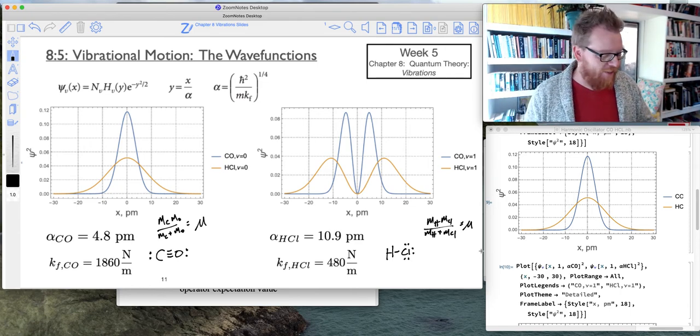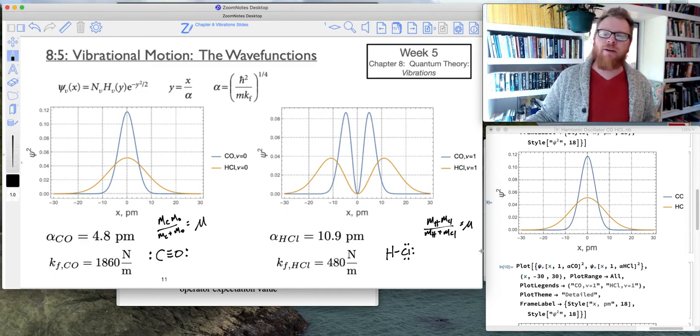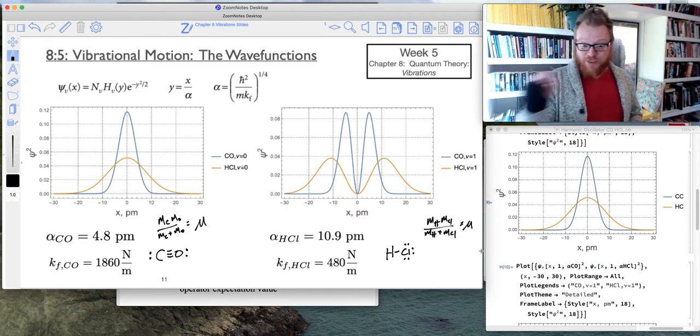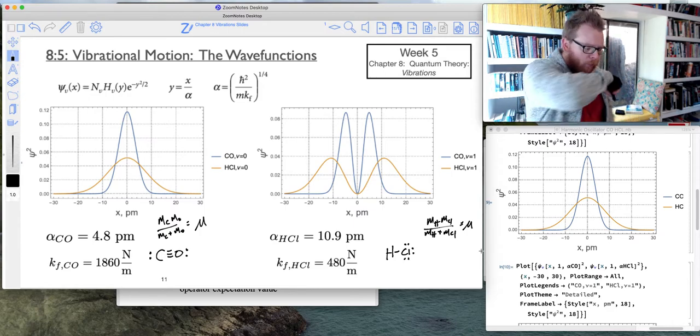For those of you in the lab, this is a very cool experiment we can do. We can synthesize HCl or DCl in the Schlenk line and take spectra of it, and we can actually see the difference in the spectra when we replace the hydrogen with the deuterium.